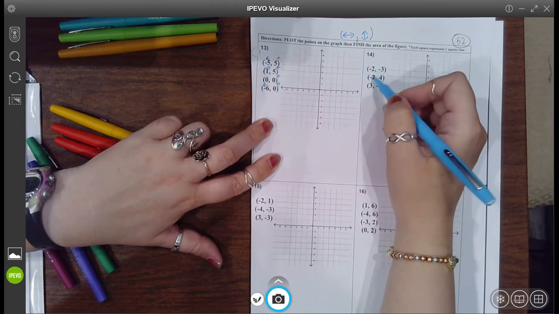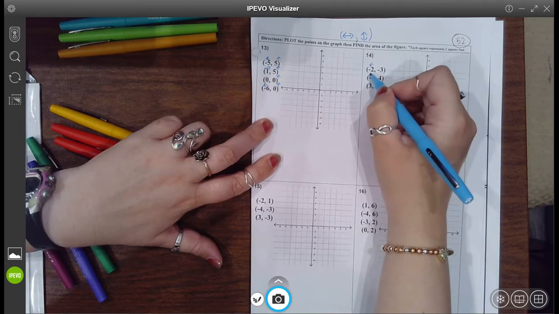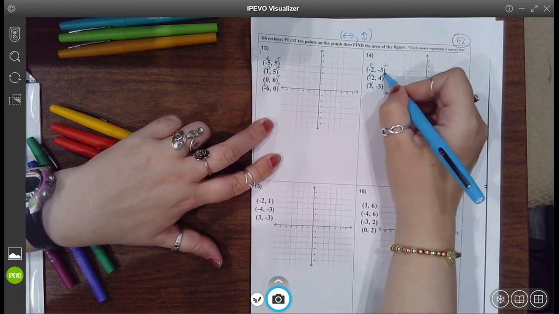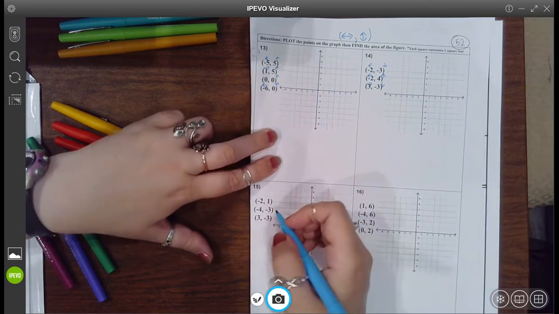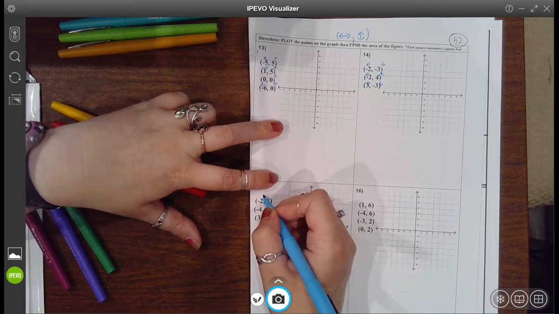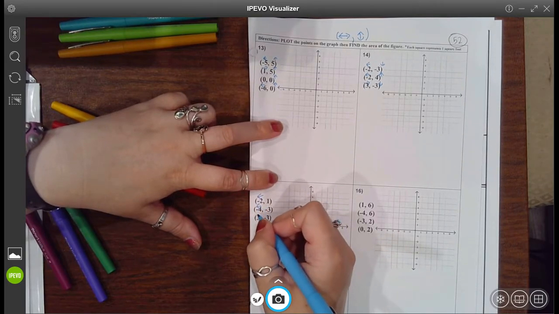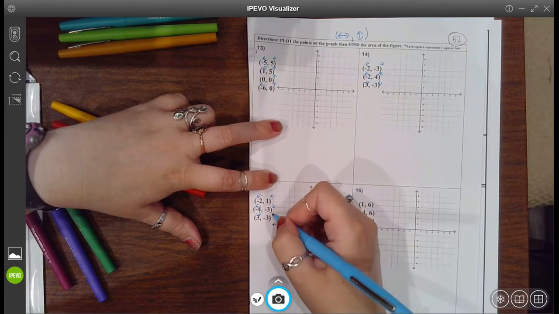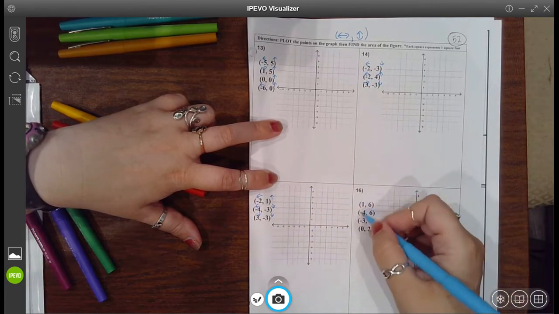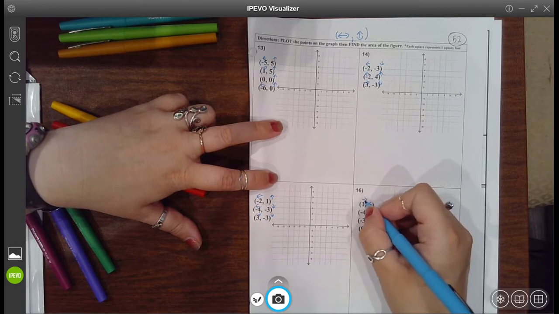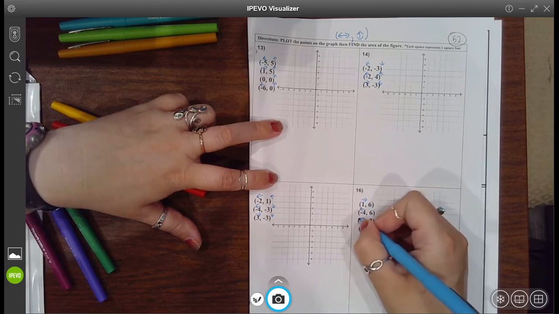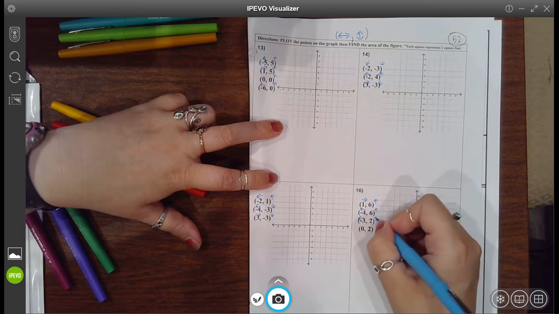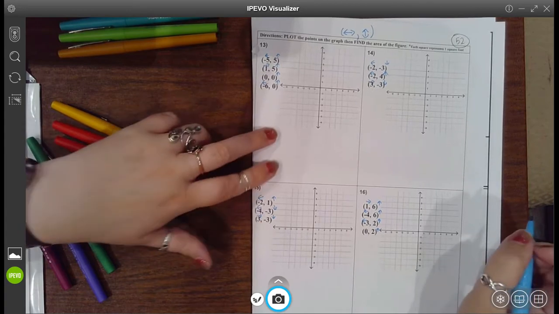Here you have right or left. So left, left, right. Up or down, down, up, down. Here you have right or left. So left, left, right. Here's up or down, so up, down, down. Here's right or left. What do you think? Right, left, left, nothing. Up or down? Up, up, up, up. Now it's a little bit easier.